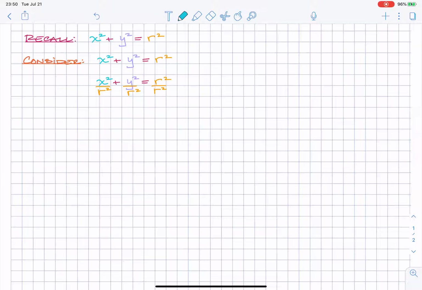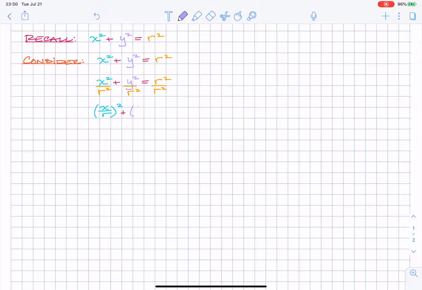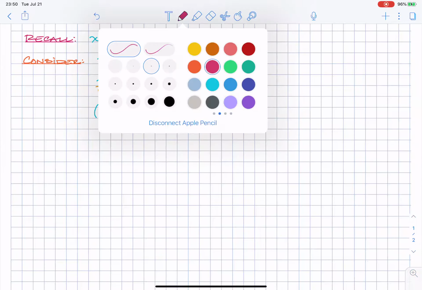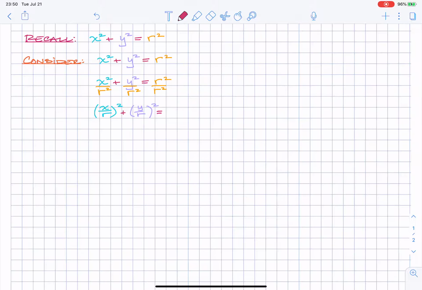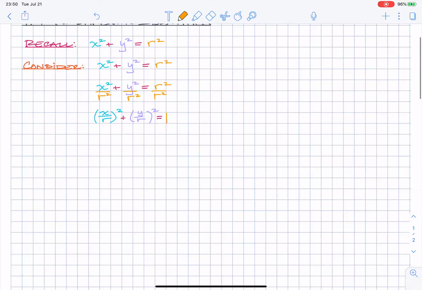So x squared over r squared, I can really think of it as x over r, quantity squared. Similarly, y squared over r squared, you could think of as y over r, quantity squared. And r squared over r squared, well, anything divided by itself is just 1. That's a terrible one. 1 should be straight up and down. 1. Okay. So, and recall, x over r was cosine.